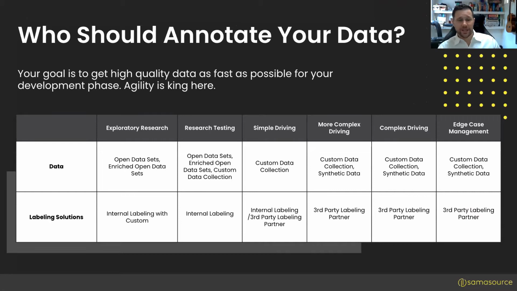Finally, who should annotate your data? I'm going to say something a little controversial here, working for a data labeling platform company. Your goal is to get high quality data as fast as possible, and agility is king.